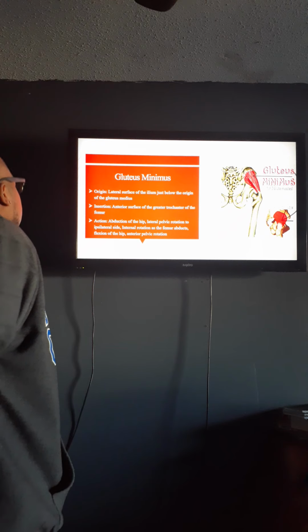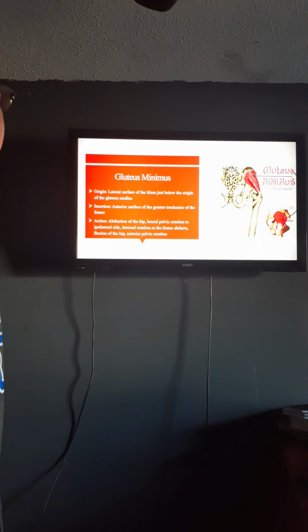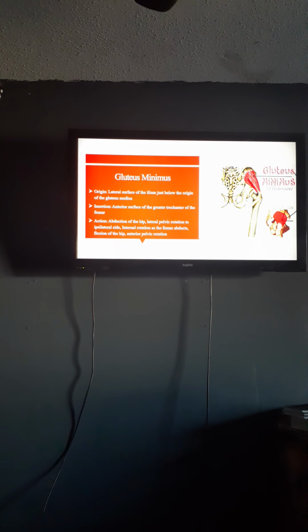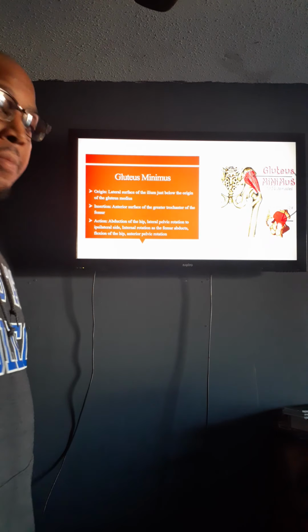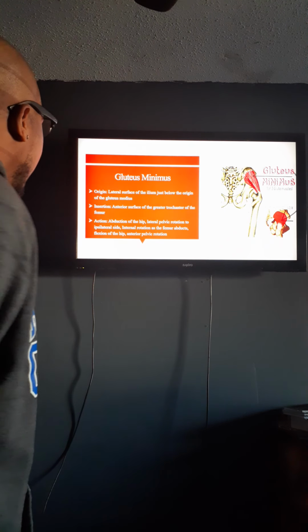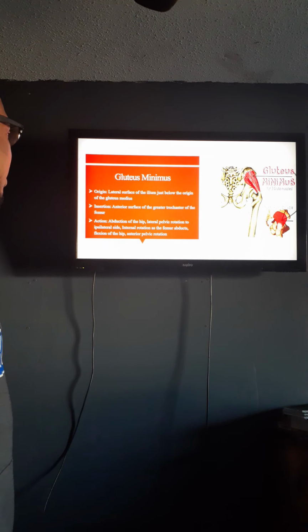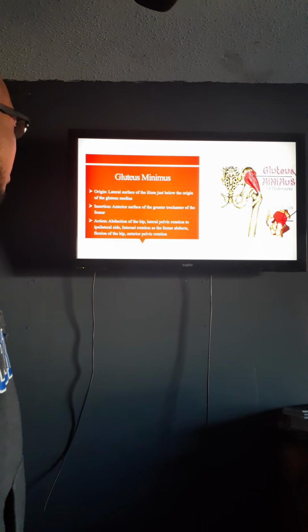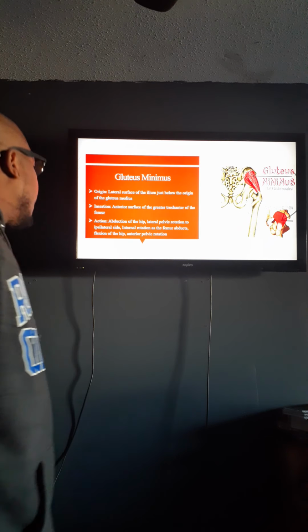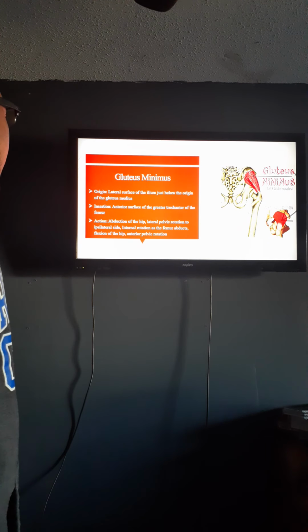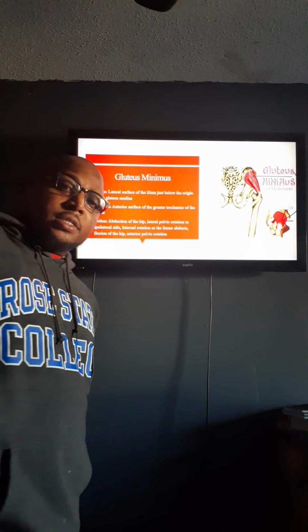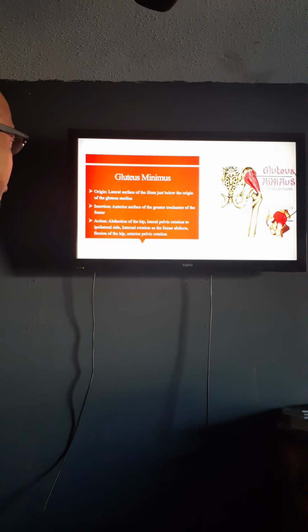Gluteus minimus. Origin is the lateral surface of the ilium just below the origin of the gluteus medius. Insertion, anterior surface of the greater trochanter of the femur. Action is abduction of the hip, lateral pelvic rotation to the ipsilateral side, internal rotation of the femur, flexion of the hip, and anterior pelvic rotation.